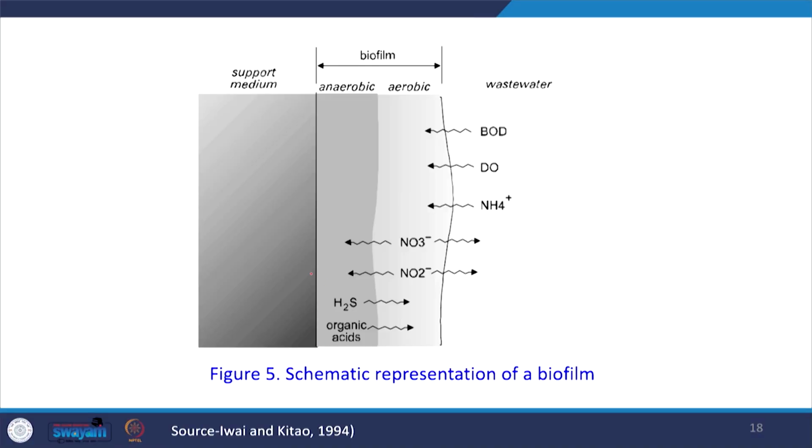Now, we can see here the schematic representation of a biofilm. We can see this is a support medium, which may be rock also, and then we have a biofilm. Inside the biofilm there may be aerobic conditions in the first stages, and after that there may be anaerobic conditions depending upon the thickness of the film. So, we have wastewater with its BOD, DO, NH4 etc., and then the conversion happens and the products come out and go into the water itself. So, this is how the treatment happens in the attached growth systems.